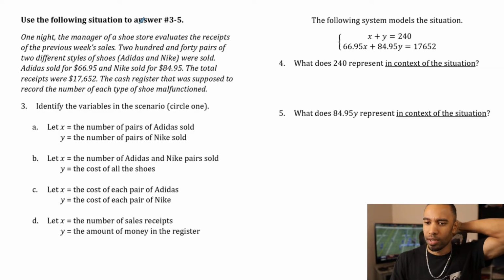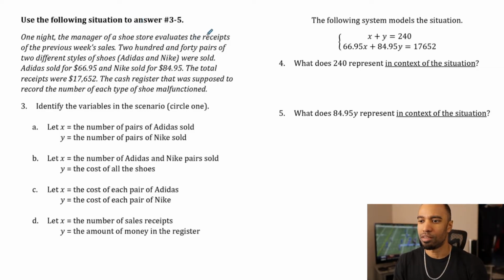Let's move on. Numbers 3 through 5 actually, all based on the same situation. One night, the manager of a shoe store evaluates the receipts of the previous week's sales. 240 pairs of two different styles of shoes, Adidas and Nike, were sold. Adidas sold for $66.95 and Nike sold for $84.95. The total receipts were $17,652, meaning that's how much they added up to.